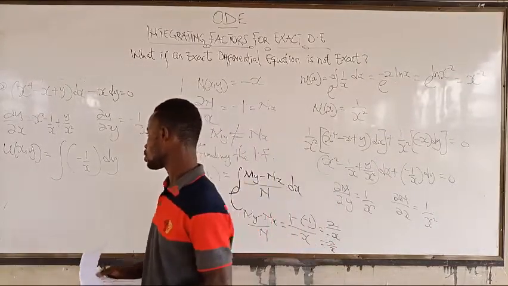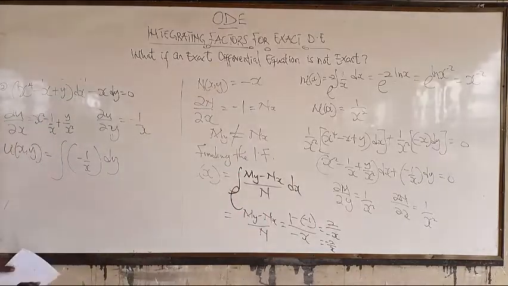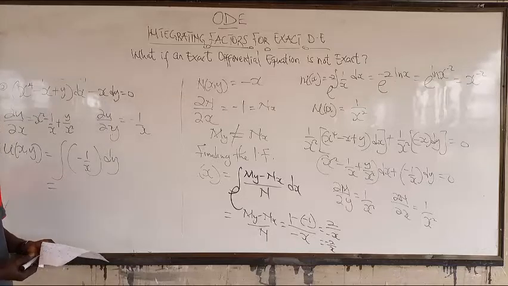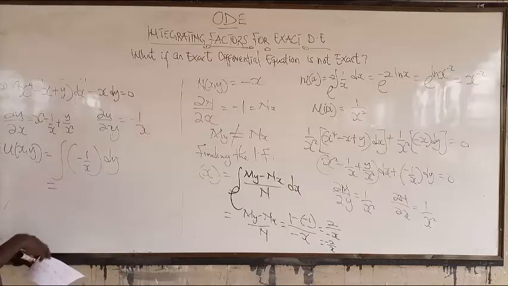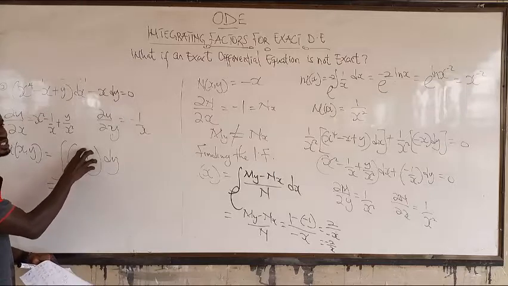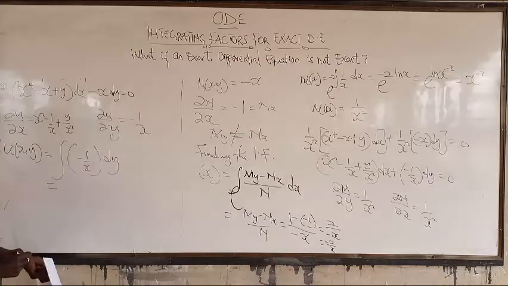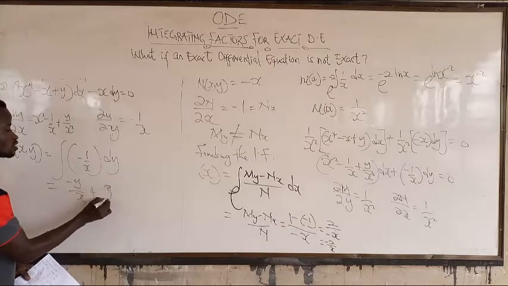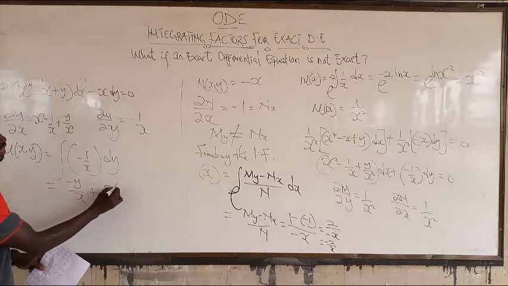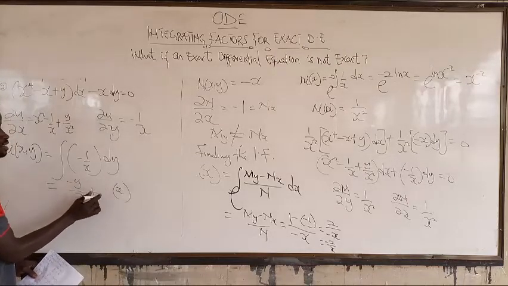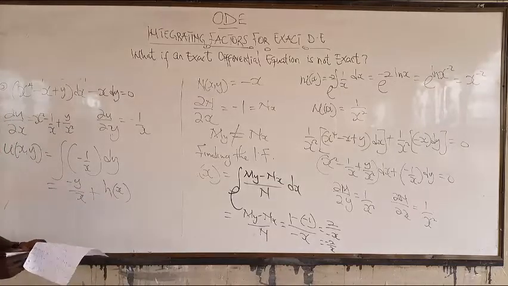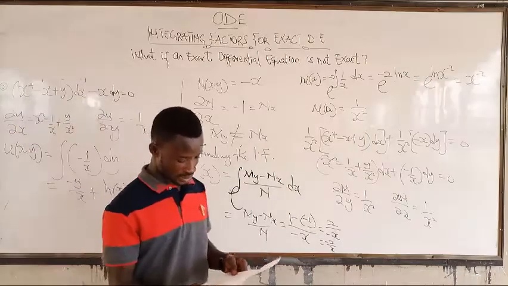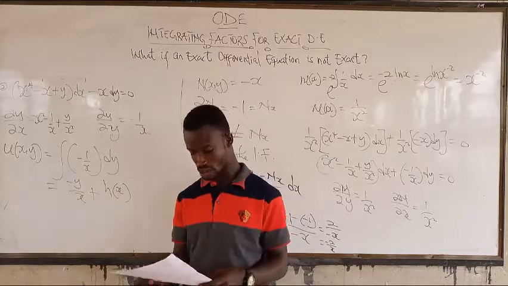Alright. So when we integrate with respect to y, we treat x as constant. So if this is a constant like 2 and you integrate, you get 2y. So here we're just going to get negative y over x plus the constant, which is g of x. Or we can make it h, it's still the same thing.